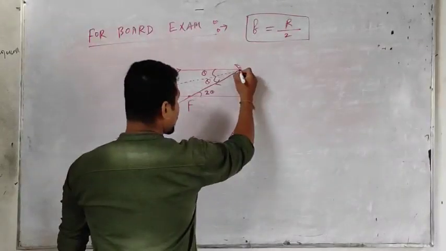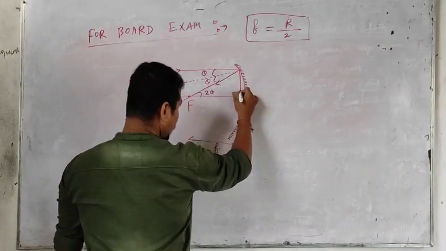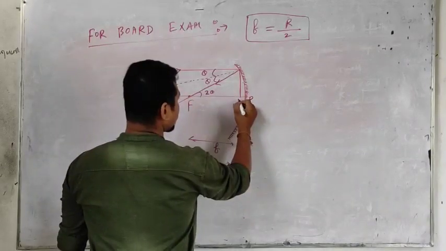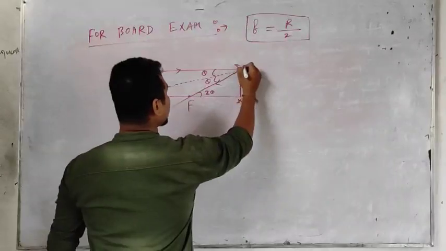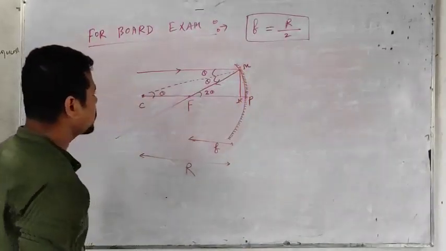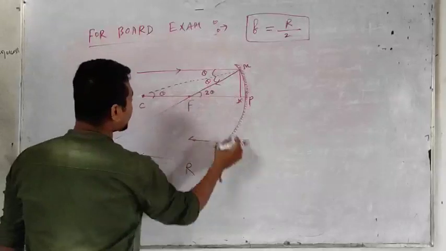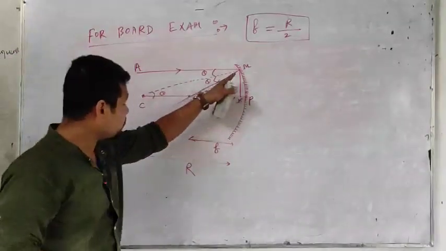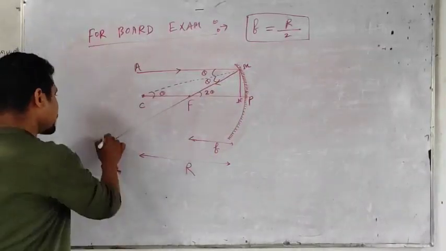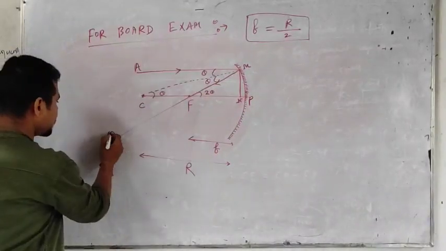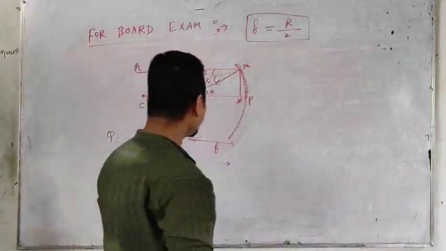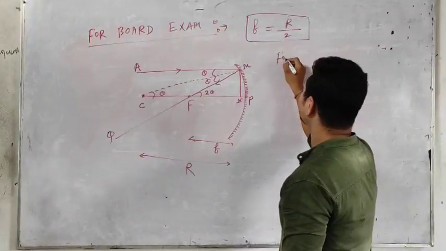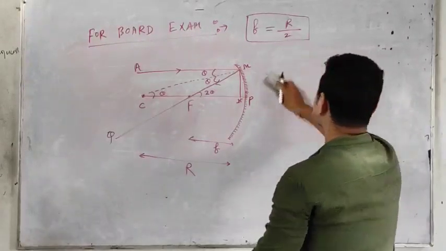So let's draw a perpendicular here, closer to the pole. Say it's N, and MN is perpendicular to the principal axis, okay, and this one is your, suppose, A. AM is your incident ray, MQ is your reflected ray, right?